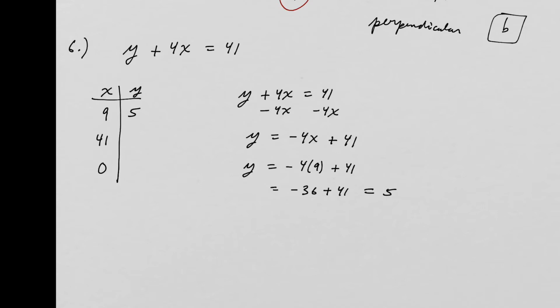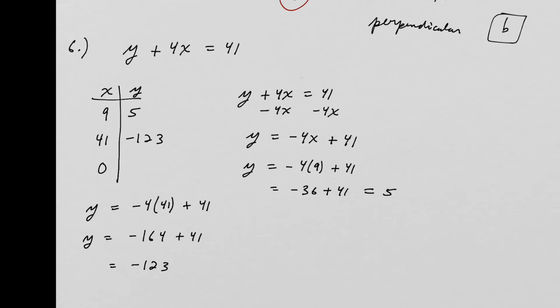If I plug in, what's the next one? 41. So if I plug in 41, I have y equals negative 4 times 41 plus 41. Okay, so what's negative 4 times 41? That's negative 164, I guess, plus 41. And then that is going to be negative, looks like 123. So this is negative 123.